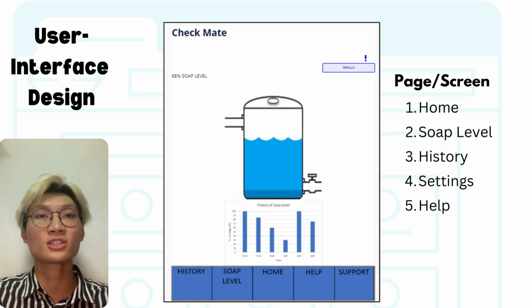The third one is history of water levels. It is a graph or chart showing SOP level history over time. The fourth page is settings. It is a configuration options for customization and preference. Last but not least, the user interface has a help page. It is for user guides, FAQs, and support information.